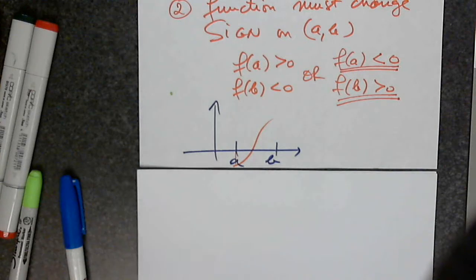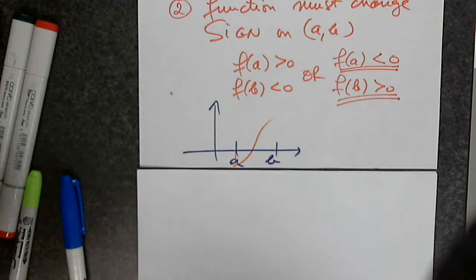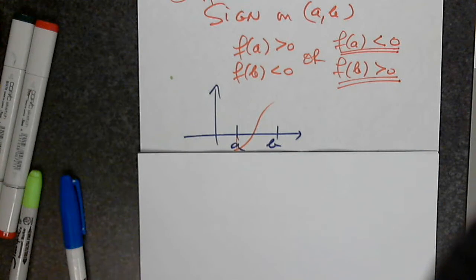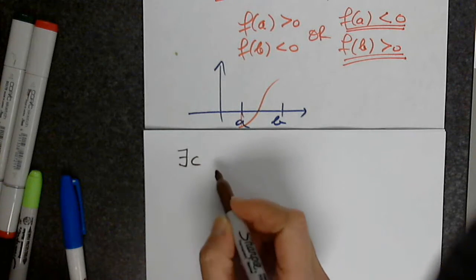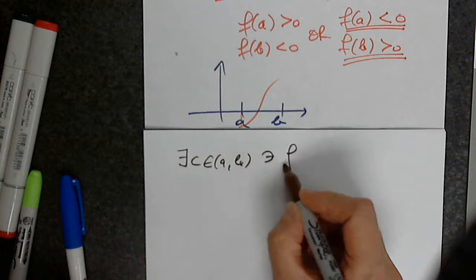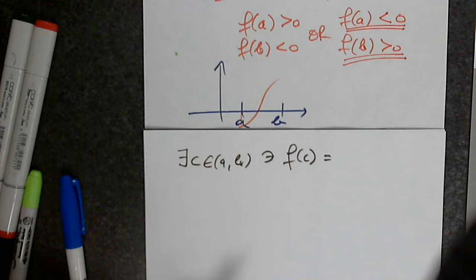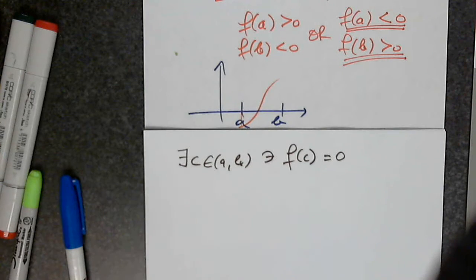If it's continuous and it goes from negative to positive, or from positive to negative? Exactly. It must be 0 somewhere. If it's continuous, that's crucial. If it's not continuous, it doesn't have to cross the x-axis. But if the function is continuous and it changes sign, how can it go from negative to positive if it doesn't cross the x-axis, or vice versa? It has to cross the x-axis. And there exists c in the interval a comma b such that f of c is 0. Exactly. That's the intermediate value theorem.